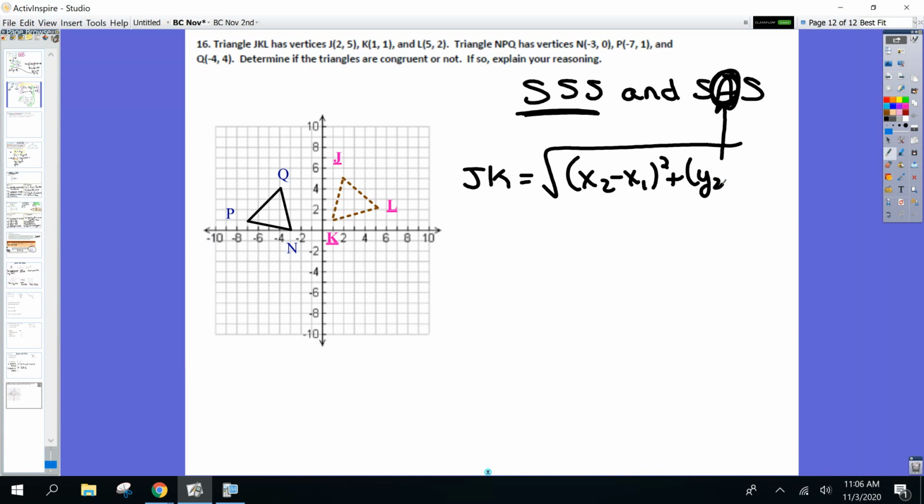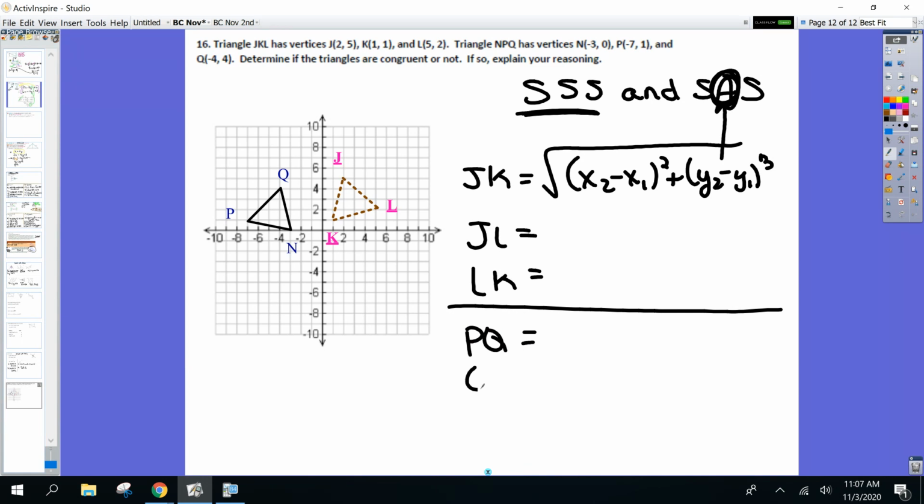We're going to find the distance of all 6 sides and see if I have 3 pairs that are congruent. And we're not going to get lazy about that. In this case, you would go through JK, JL, LK, find those distances, and then do the same thing for the other triangle, PQ, QN, and PN. And you would see if you have 3 pairs that match up from each triangle. All right? Sound good? Side, side, side and side angle side. That's all you need now until tomorrow when I add 2 more.